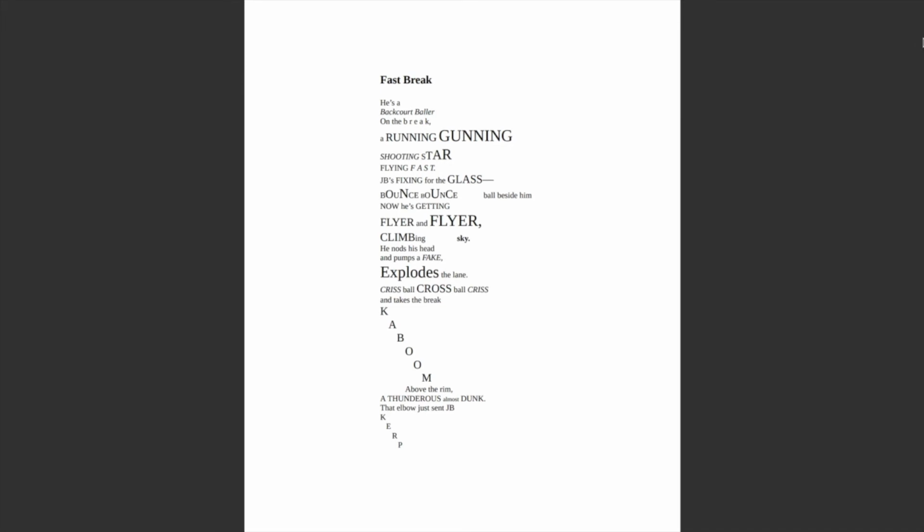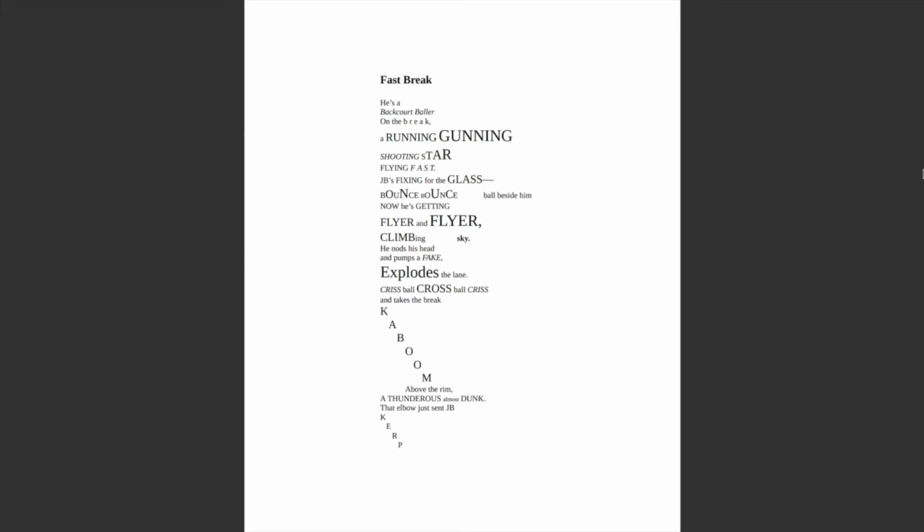So the word size shows the intensity of the actions in a basketball game, right? Words like gunning and explodes are much bigger because they are more dynamic, right? The author wants you to emphasize that and help you see the action and how quick everything is going in this scene. The word bounce, right, has different letter sizes.